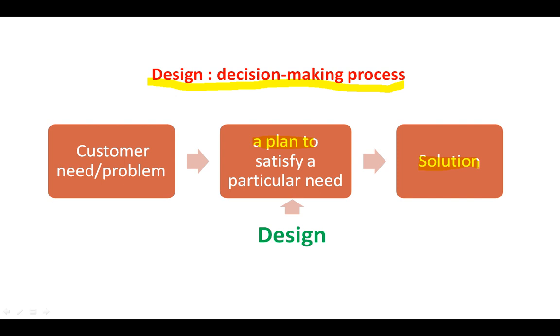So now you know that design is a decision making process. In this process a design engineer prepares a plan, and this plan is produced in the form of drawing, assembly drawing and part drawing.